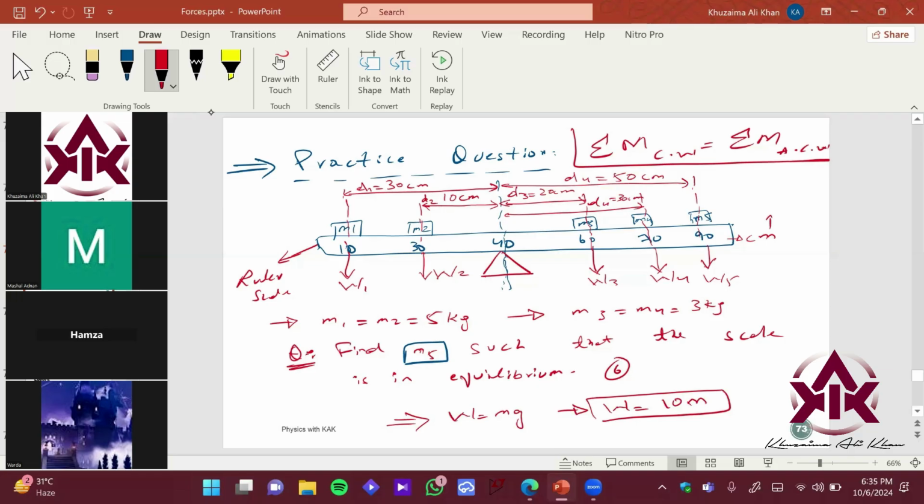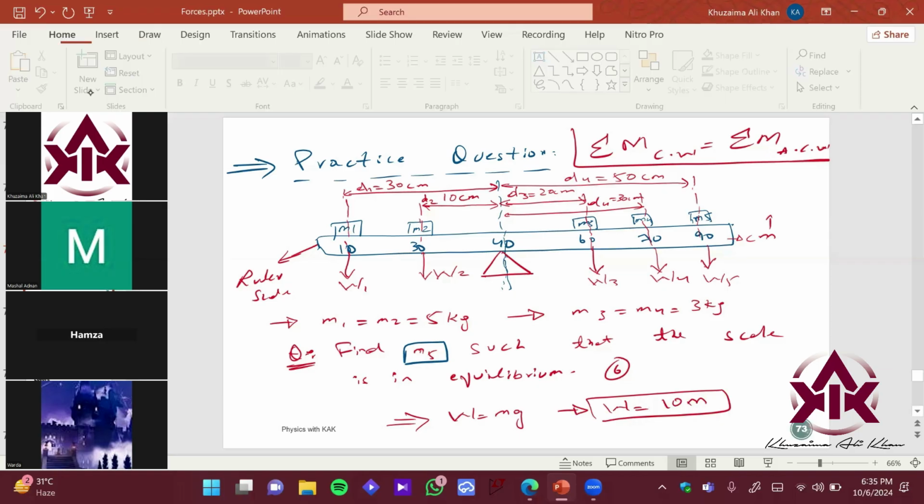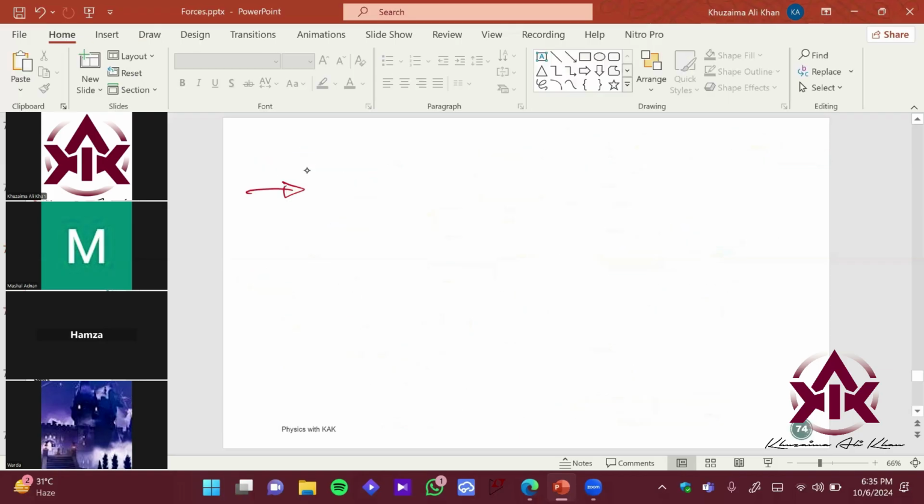So now I'm going to create the equation. Let's create the equation. So what is the equation? The sum of clockwise moments is equal to the sum of anti-clockwise moments.